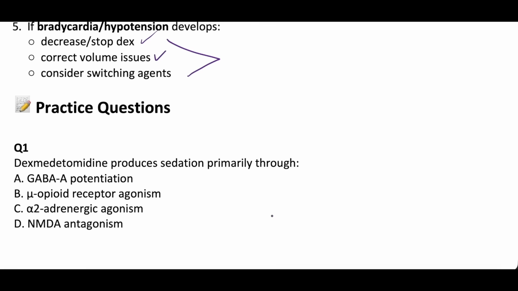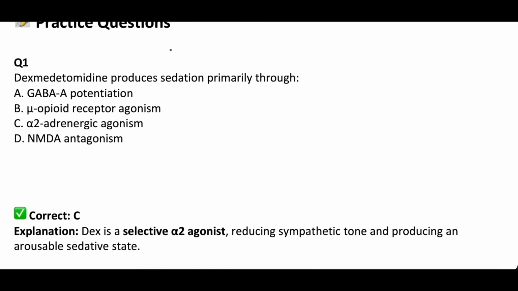Question 1: dexmedetomidine produces sedation primarily through A, GABA A; B, mu opioid; C, alpha-2 adrenergic agonism; or D, NMDA antagonism. Pause if you need to. The correct answer is C, right? Dexmedetomidine is an alpha-2 adrenergic agonist. GABA A would be propofol. Mu would be something like morphine or other opiates. NMDA, ketamine is actually NMDA, so that's something good to note. But yes, dexmedetomidine or dex is an alpha-2 adrenergic agonist.